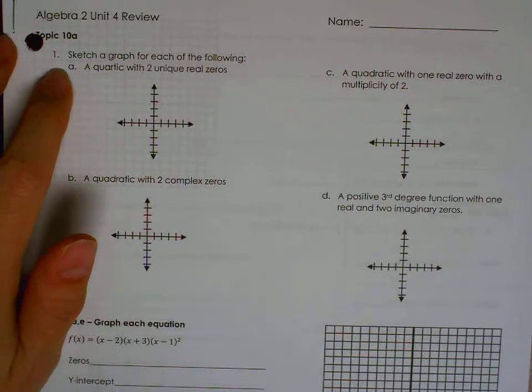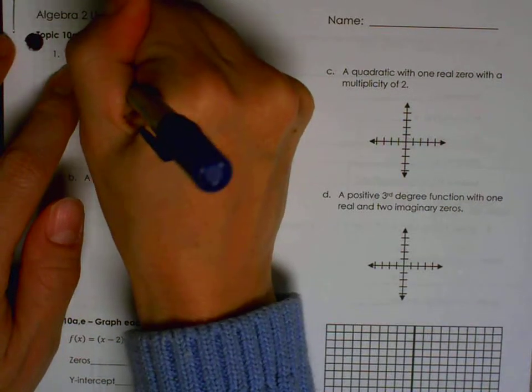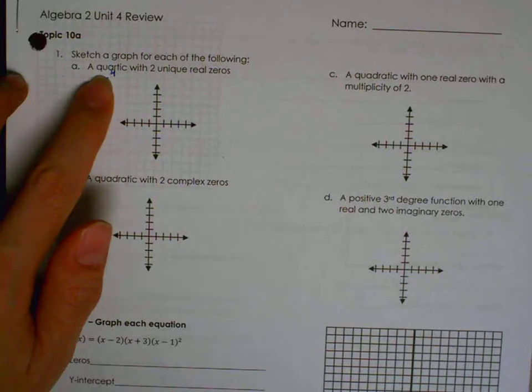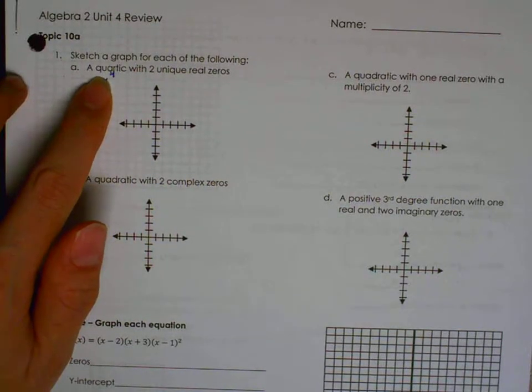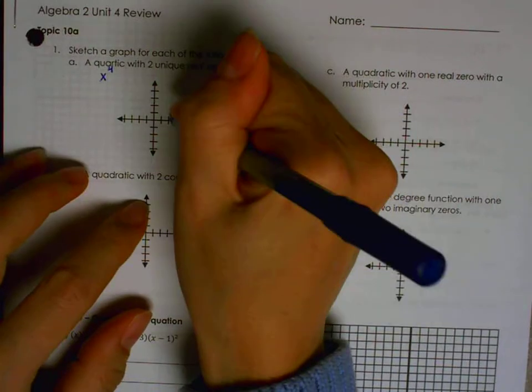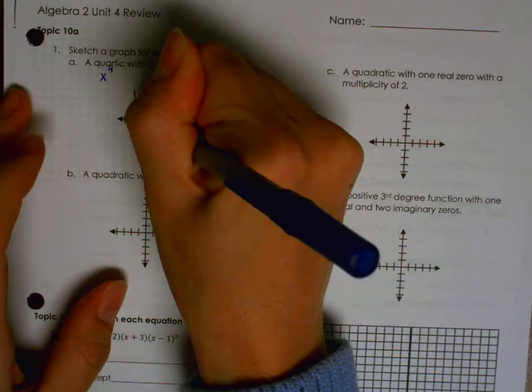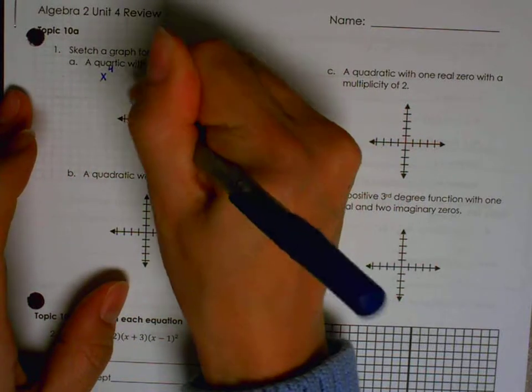So, this means that it is an even function, right? This means x to the fourth is my highest exponent. That is even. So I know it's going to look like a touchdown with both ends pointing in the same direction. And if it has two unique real zeros, then that means it touches the x-axis in two spots. So it could touch here, it could touch here, and then both ends, same direction.